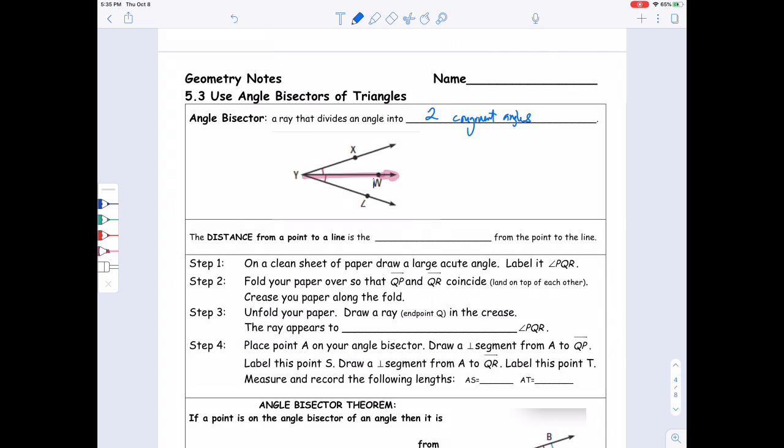So you can see that in this shape, I've highlighted the ray in red that splits the angle into two congruent angles.